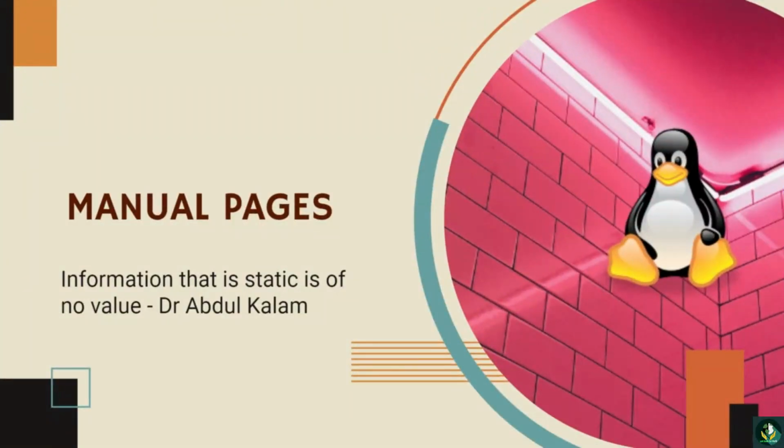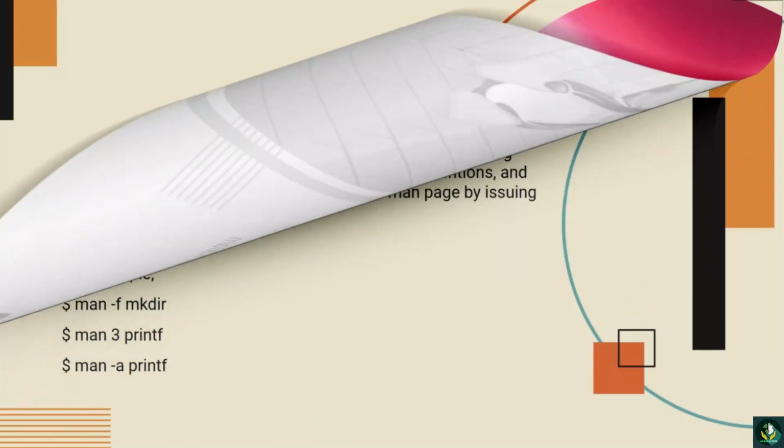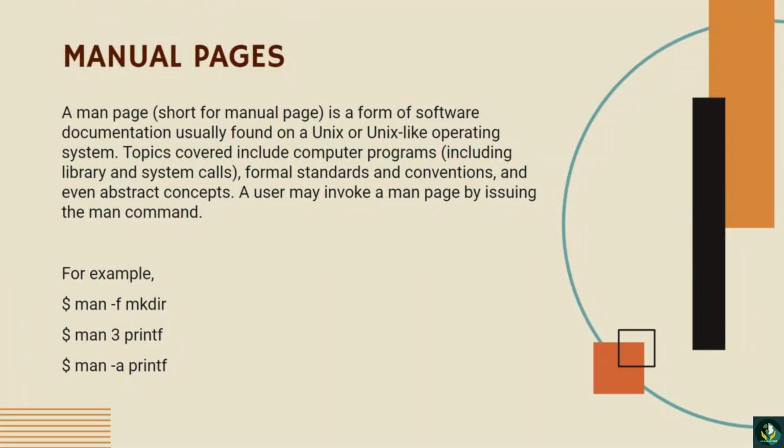Welcome back. In this section we are going to discuss manual pages. A man page, short for manual page, is a form of software documentation usually found on a Unix or Unix-like operating system. Topics covered include computer programming, including library and system calls, formal standards and conventions, and even abstract concepts. A user may invoke a man page by issuing the man command.